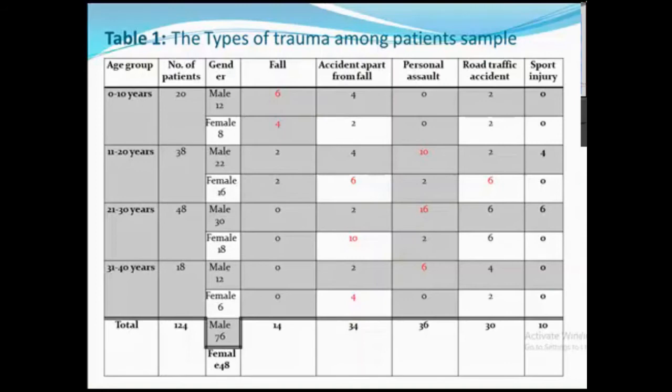apart from the fall. While in the age between 31 to 40 years, the main cause of trauma is the same: in the male, personal assault, and in the female, accidents apart from the fall.